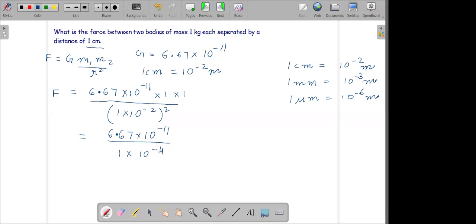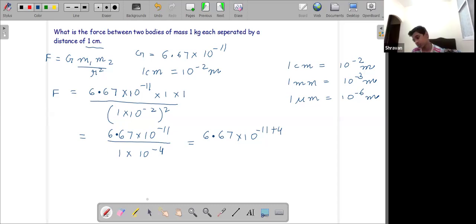Now you can easily solve this. You can take this 10 to the power minus 4 to the numerator. It will become 10 to the power plus 4. So you get 6.67 multiplied 10 to the power minus 11 plus 4. This divided by 1 remains the same. Got this, everyone? Sharwan, did you get it?